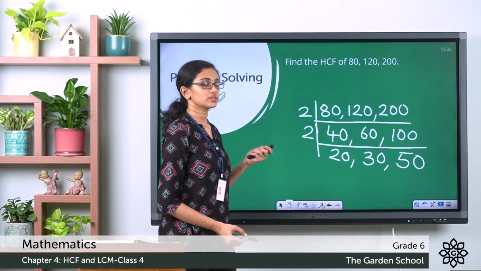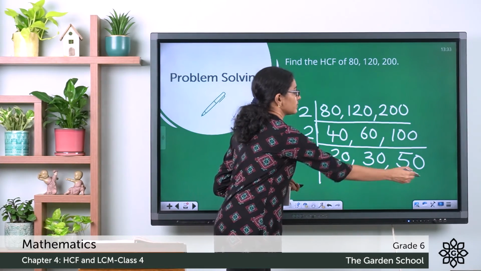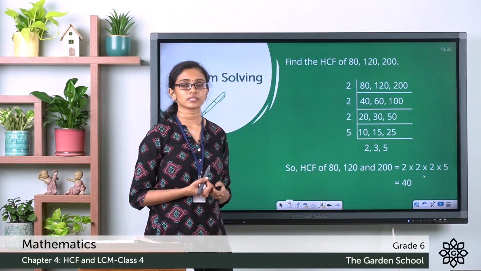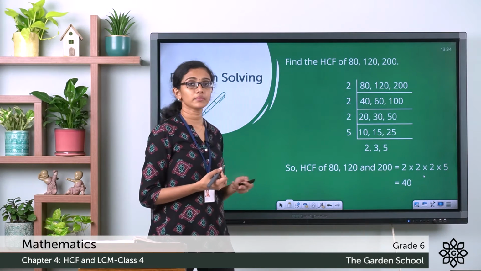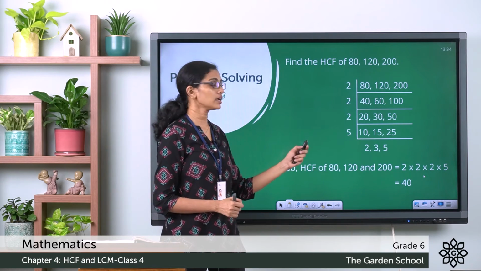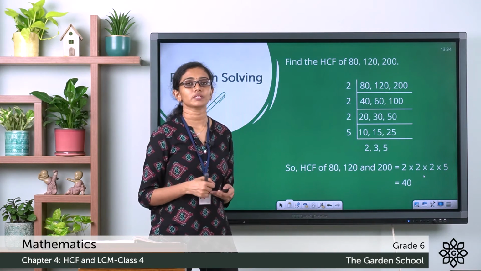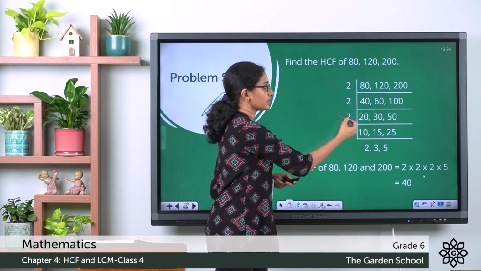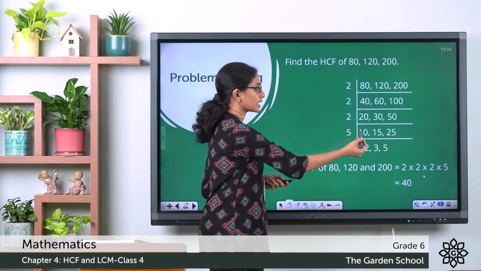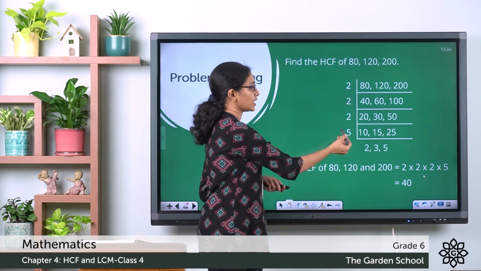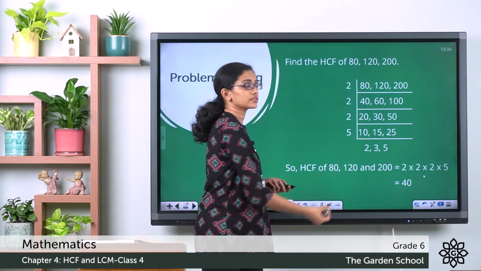Now again, you have to continue dividing and you get the factorization like this. So you keep on dividing the numbers and when you get the quotients in such a way that there are no more common prime factors, you can stop the division right there. So you got 20, 30 and 50. When you divide it again by 2, you get 10, 15, 25, which you can again divide by 5 and you get 2, 3 and 5 as the quotients.